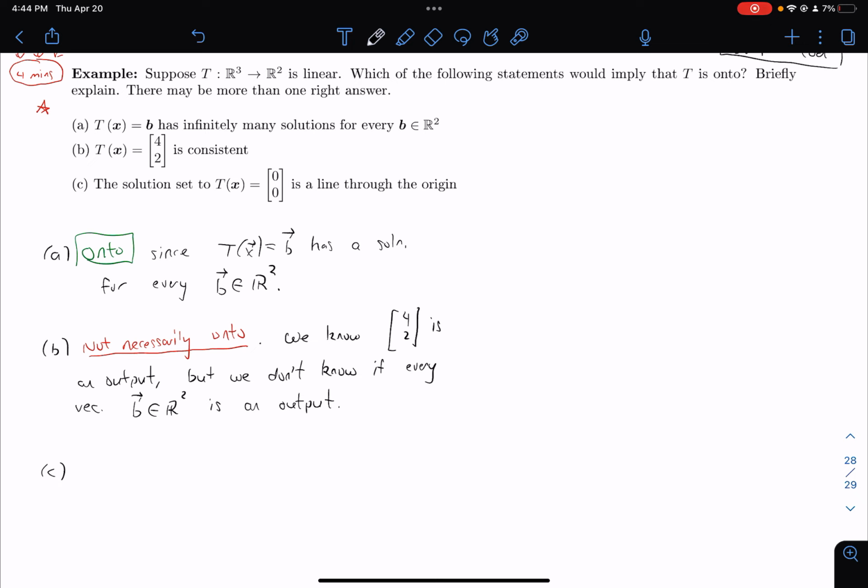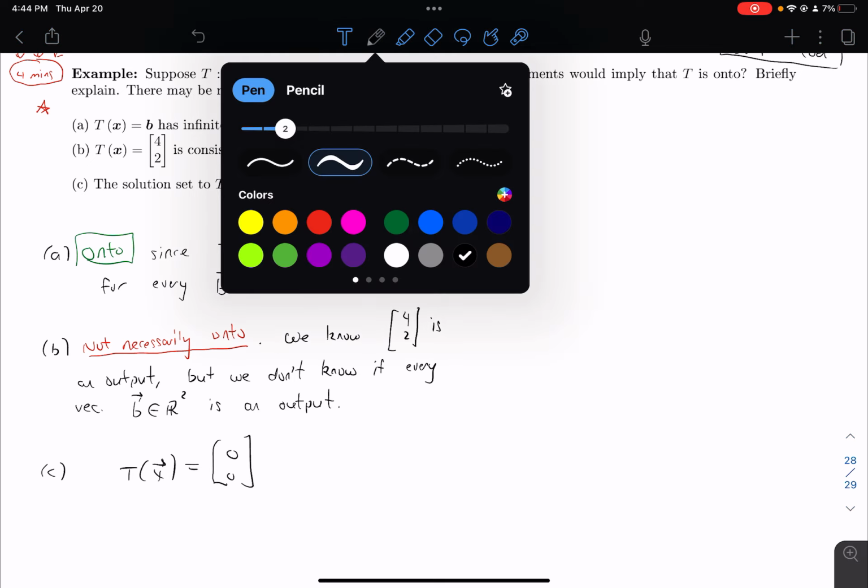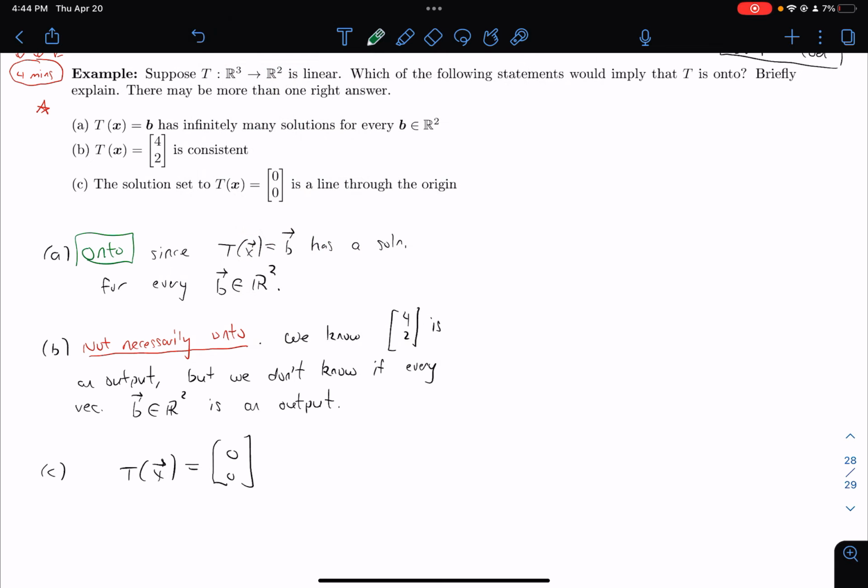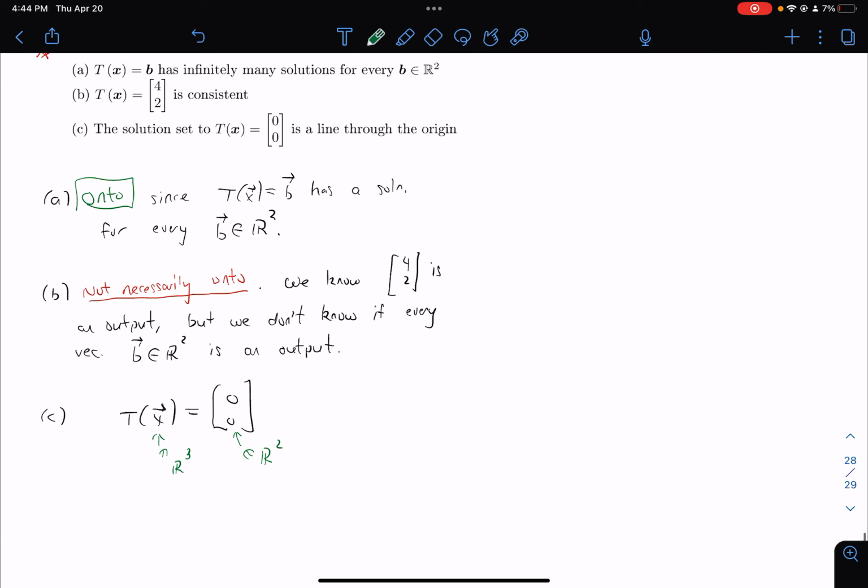The solution set to that equation is a line through the origin. So we're looking at the equation T of x equals 0, 0. Okay, so the output vector here is in R2. And the input vector, well, the problem tells me my domain is R3. So the input vector is something that's in R3.